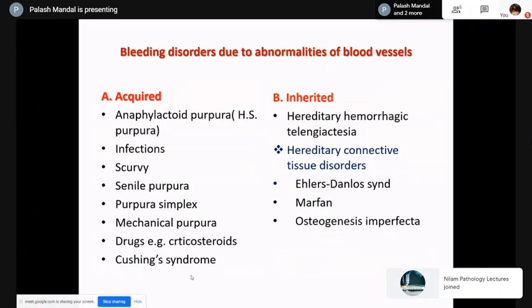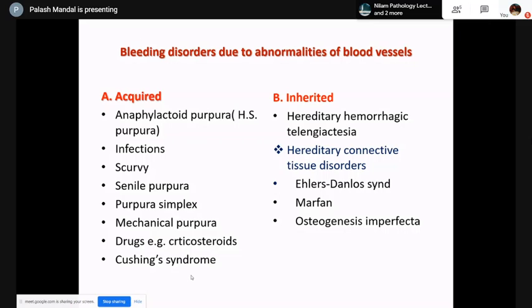The inherited ones, which are rather a little uncommon: hereditary hemorrhagic telangiectasia, hereditary connective tissue disorders like Ehlers-Danlos, Marfan, osteogenesis imperfecta, and so on. So these are the basic bleeding disorders caused by acquired as well as inherited conditions. And under this heading, the acquired conditions predominate. Okay.